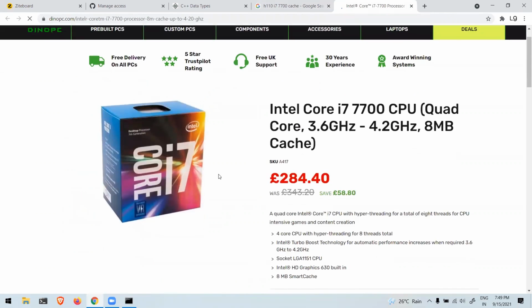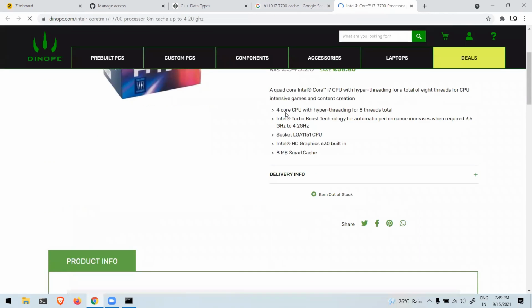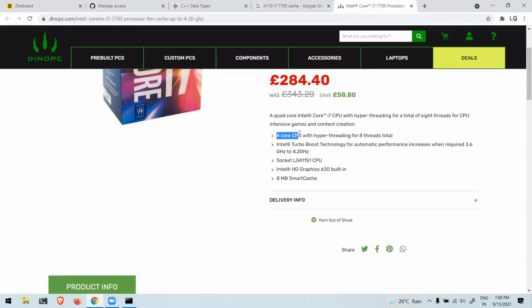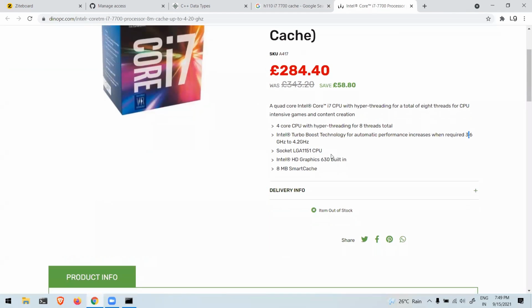So typically you are looking at a lot of things when you buy a CPU. One is the number of cores, and there is hyper-threading for 8 threads total. Then there is clock speed, which is in gigahertz. It says it's from 3.6 to 4.2 gigahertz, that's very nice. And it says 8 MB smart cache.